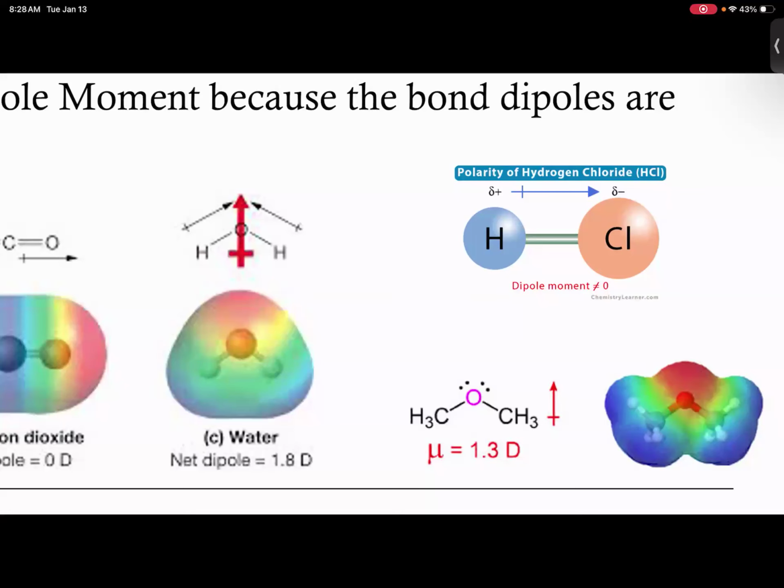Hydrogen chloride is also a polar molecule. The hydrogen is less electronegative than the chlorine. Because the hydrogen is less electronegative than the chlorine, the electrons spend more time around the chlorine. Since the electrons spend more time around the chlorine, the chlorine end of this molecule has a partial negative, a permanent partial negative. And the hydrogen, because the electrons spend less time around it, has a permanent partial positive.